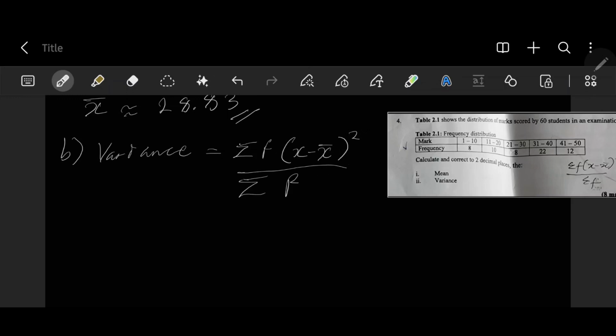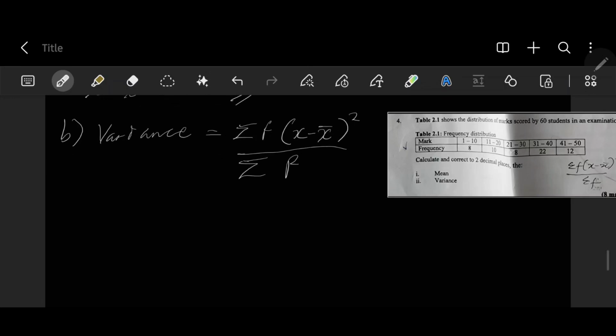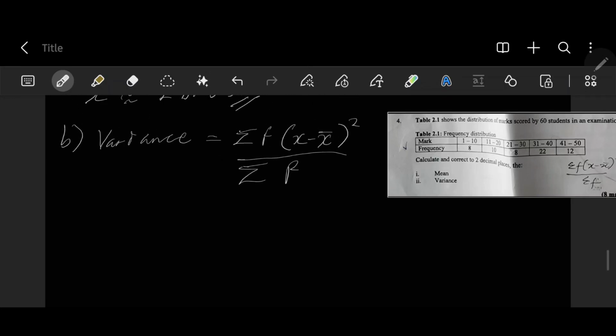So this part is representing the deviation, the standard deviation squared, over the summation of the frequency. So that's how to get the variance. First, we have to find the deviation and square it, so we'll get positive values. So we have to create another table for that.